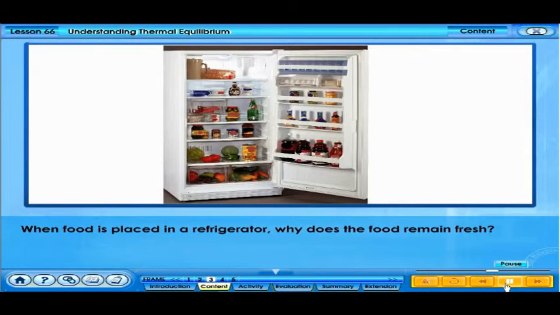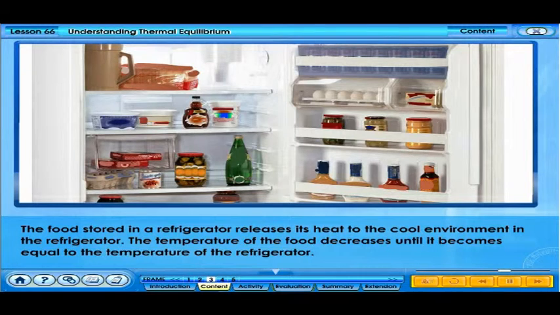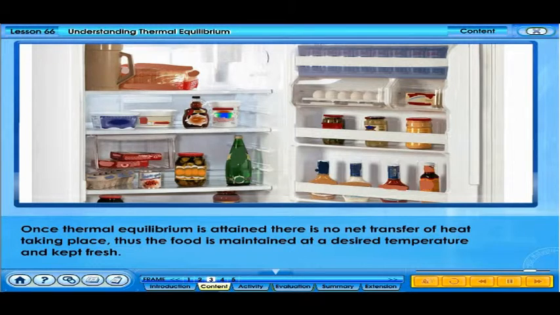When food is placed in a refrigerator, why does the food remain fresh? The food stored in a refrigerator releases its heat to the cool environment in the refrigerator. The temperature of the food decreases until it becomes equal to the temperature of the refrigerator. Once thermal equilibrium is attained, there is no net transfer of heat taking place. Thus, the food is maintained at a desired temperature and kept fresh.